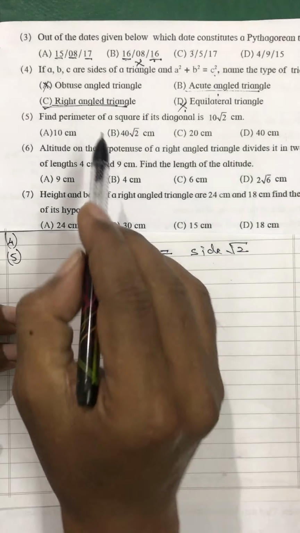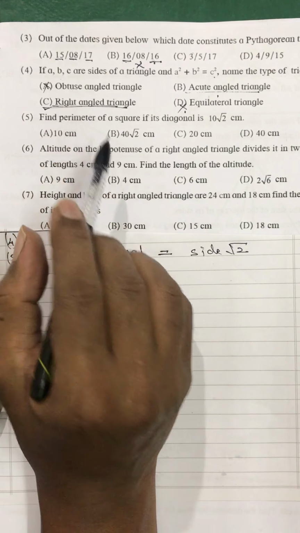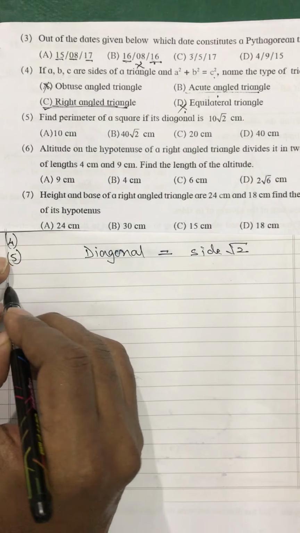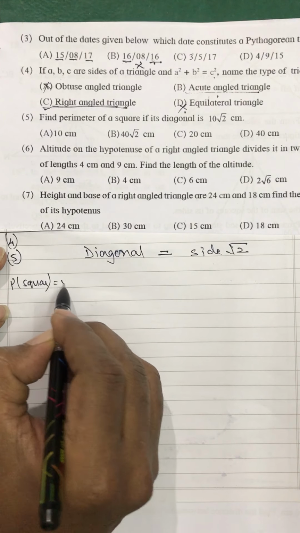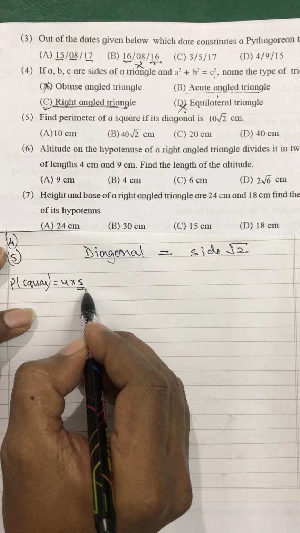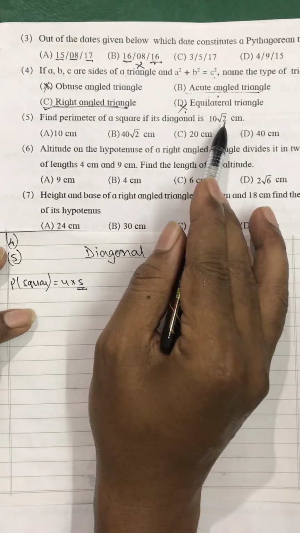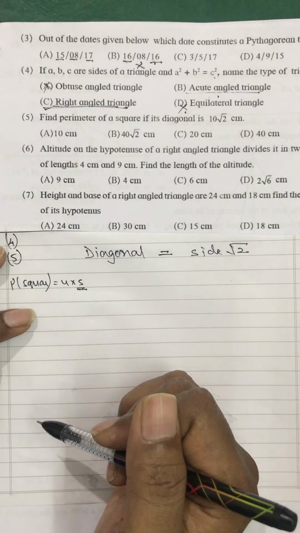Now what are you dealing with? Find the perimeter of a square. For the perimeter of a square, the formula is four into side. You will require to find the side. Do you have the side? No, they have given you the diagonal. Its diagonal is 10 root 2. So you will have to find the side first.